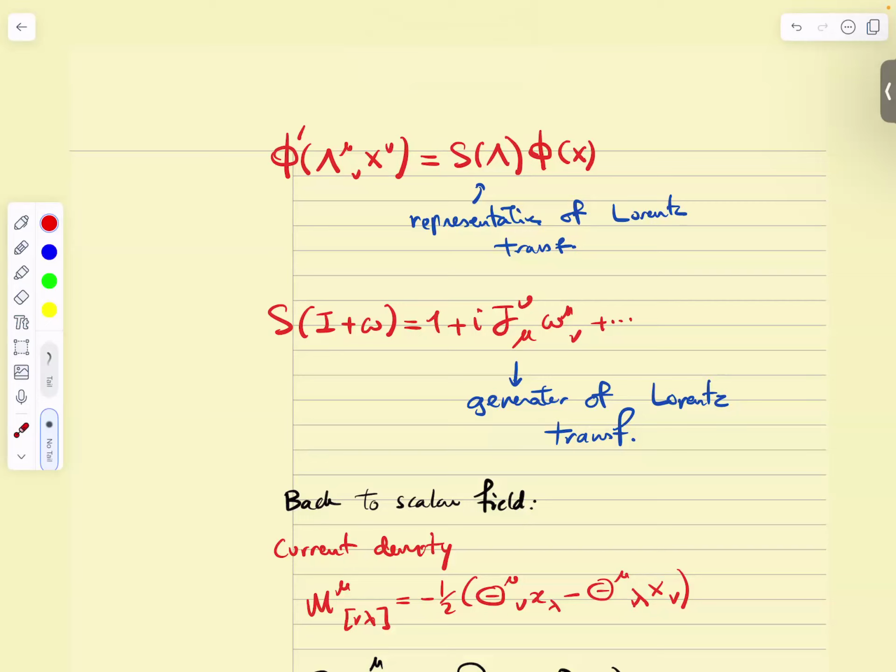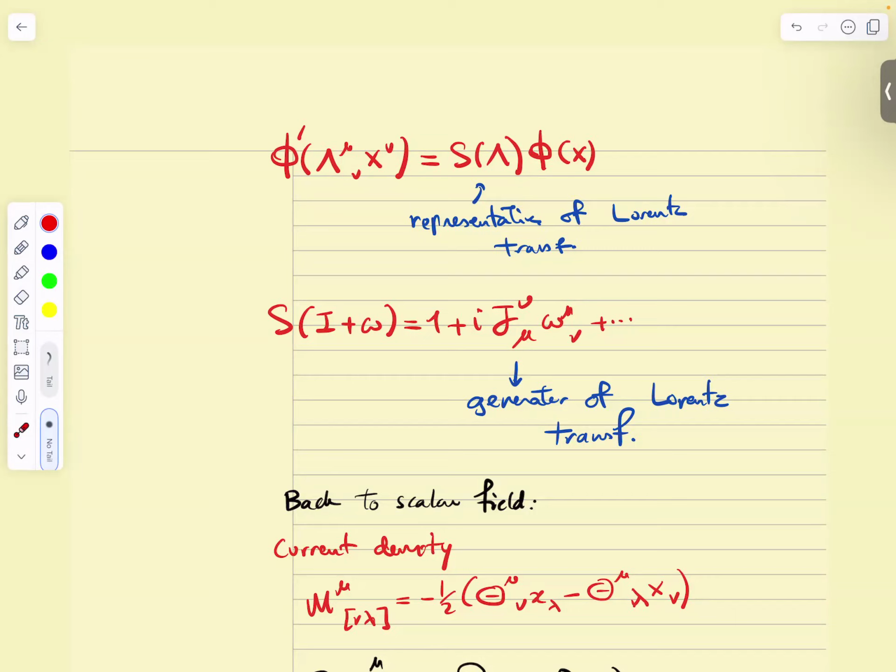So here I'm defining what it means to talk about a representation of the Lorentz group. A field transforms in a representation of the Lorentz group if the field can be written as a vector with a bunch of indices, such that when you apply the Lorentz transformation to the x mu part, the phi prime part is a matrix multiplication in that space. Then it transforms as a representation of the Lorentz group.